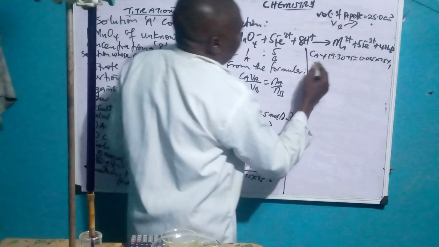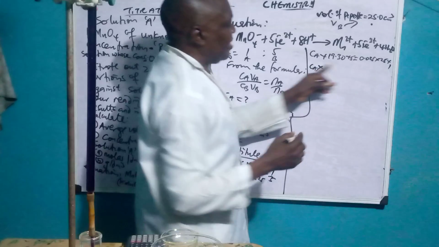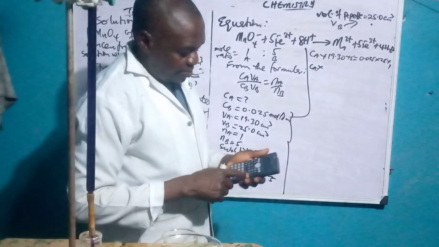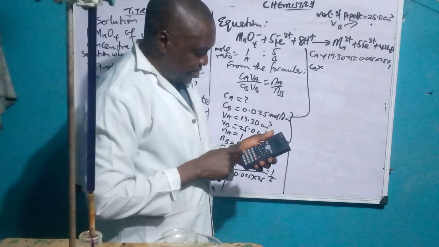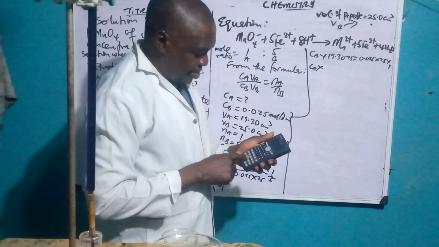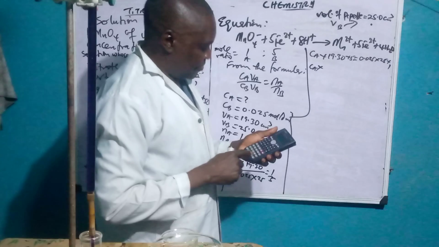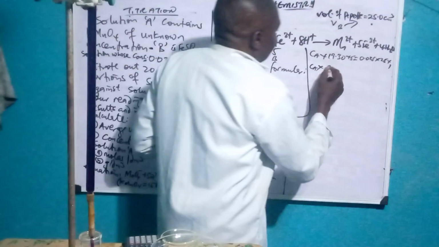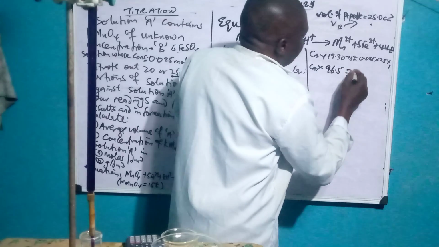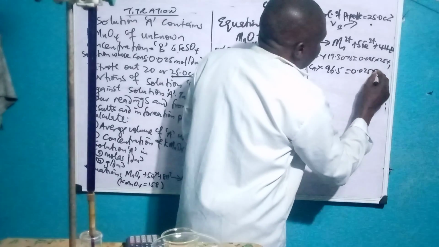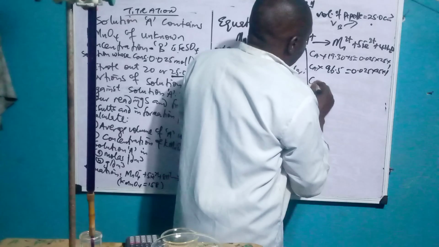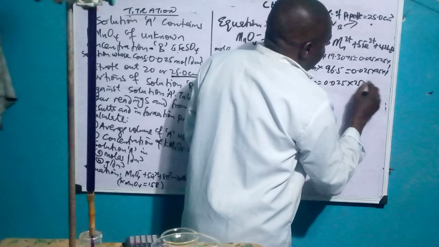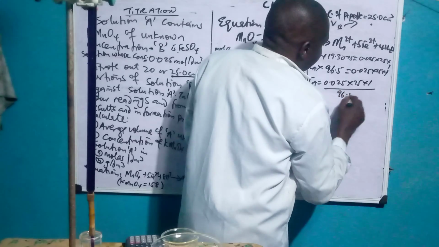So you now make this sort of formula. Ca times, I always advise you to multiply it first. Let's see how it goes. That's 19.3. 19.3 times 5 gives you 96.5. 96.5 equals 0.025 times 25 times 1. Ca will now be 0.025 times 25 times 1 over 96.5.